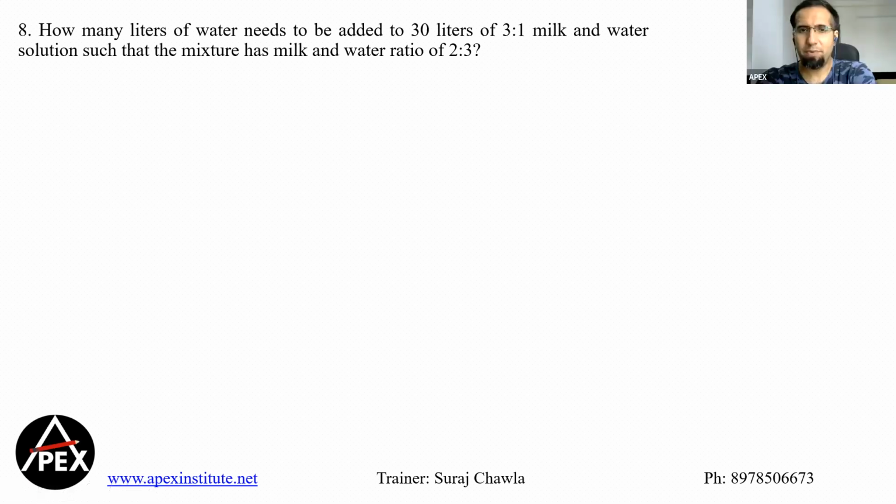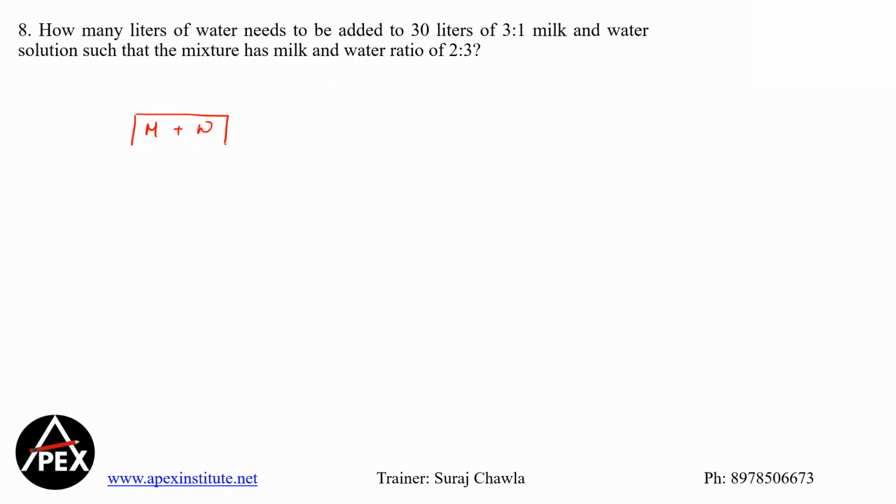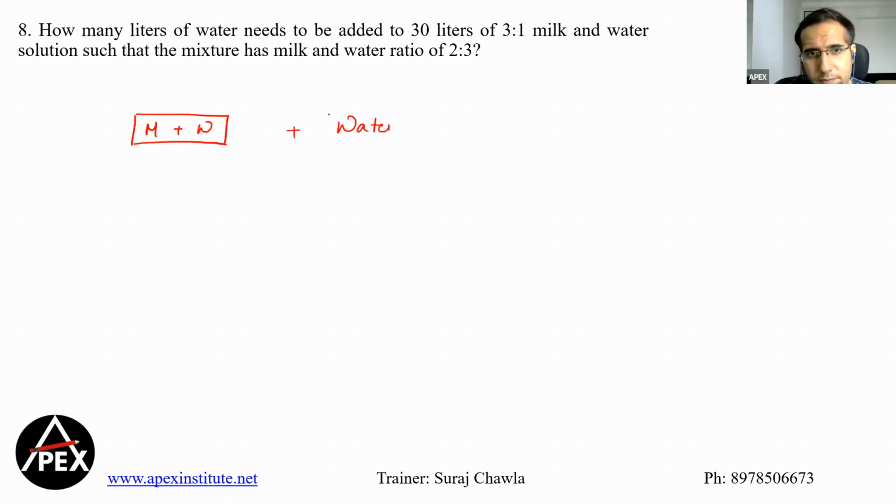Now this can be solved in multiple ways, guys. But we look at one very standard method. There's a beautiful method called no change component. Now, what am I looking at in no change component? This question says: how many liters of water is to be added to 30 liters of milk and water solution? So I have a milk plus water solution, and to it I'm adding only water. So I had some initial quantity of milk and some initial quantity of water. To that, I'm adding only water to get my final solution.